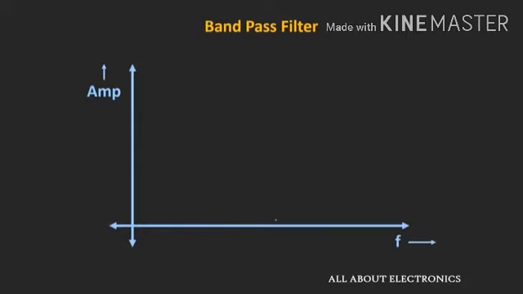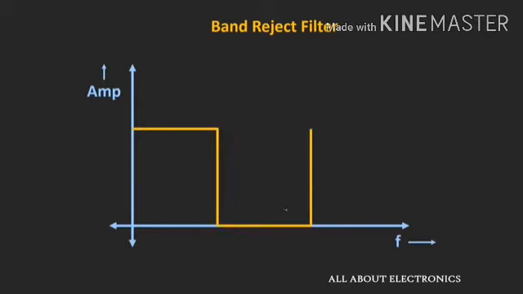The third type of filter is the band pass filter. This band pass filter passes the frequencies which are under a certain band, and it rejects all the frequencies which are outside this band. Then the fourth type of filter is the band reject filter. This band reject filter rejects all the frequency components which are under a certain band, and it passes all the frequencies outside of this particular band. In this video we will focus on the low pass filter.